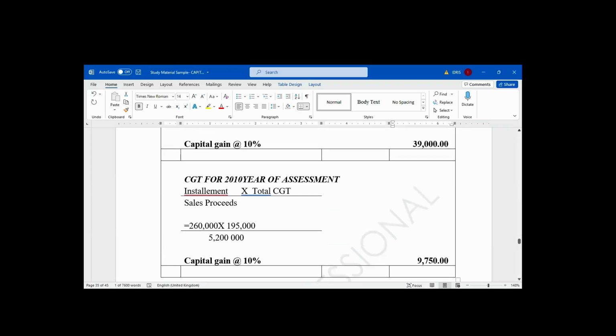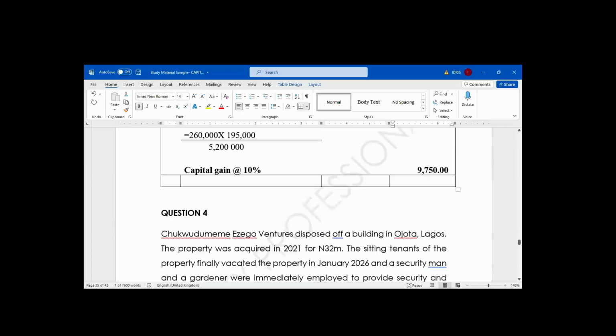Why did the seller not pay 39,000? Because the year has not been completed. The buyer did not pay the full 1,040,000. He died. There is no more installment. The buyer failed to pay all the installments. Do you understand? He's dead. Yes, sir.